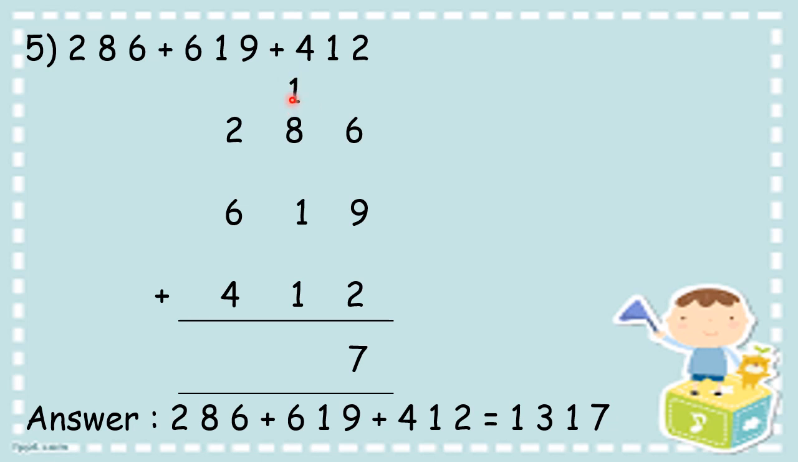So 8 plus 1 is equal to 9. 9 plus 1 equal to 10. 10 plus 1, 11. In 11, we have to write 1 here and 1 has to be carried over to hundreds place. So 2 plus 1, it is 3. 3 plus 6 equal to 9. 9 plus 4, it is 13. So 3 in hundreds place and 1 in thousands place. The answer is 1317.